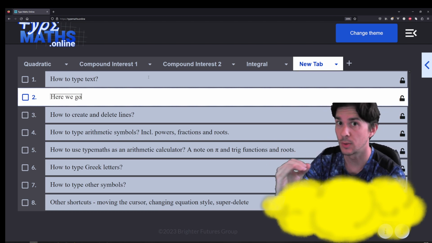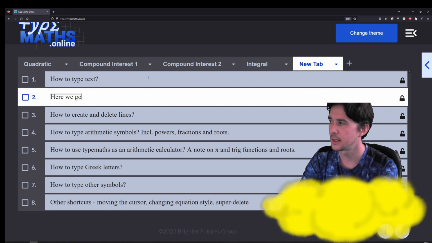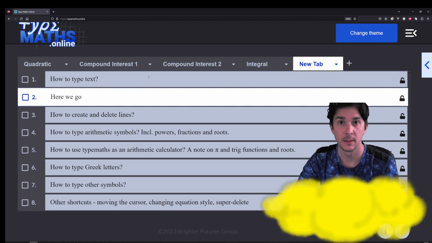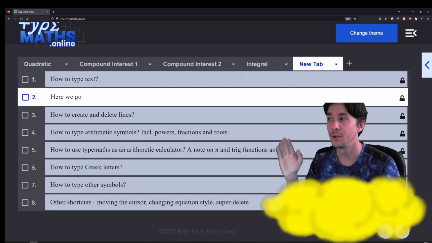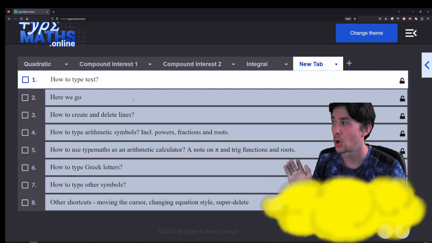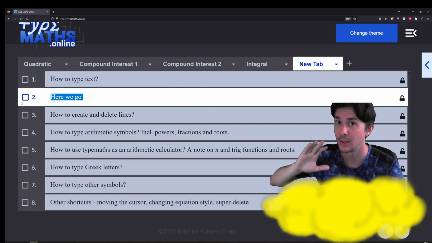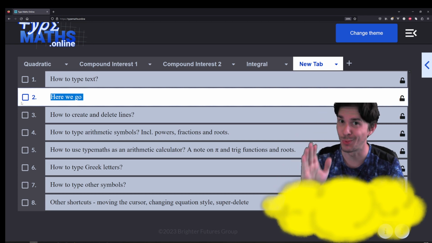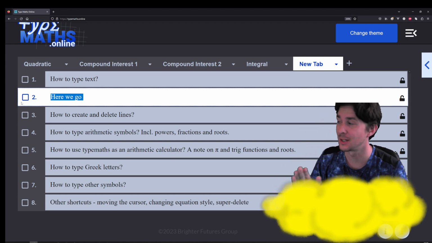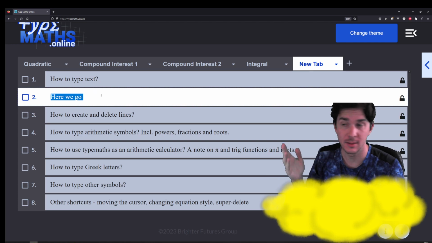Here's something that's really important to know. When you leave that text box, put a space. If you don't, when you go to another tab and come back, what you typed will disappear. It's terrible, I know, we're working on it, but you need to know this tip right now. So that's how you type text, easy.